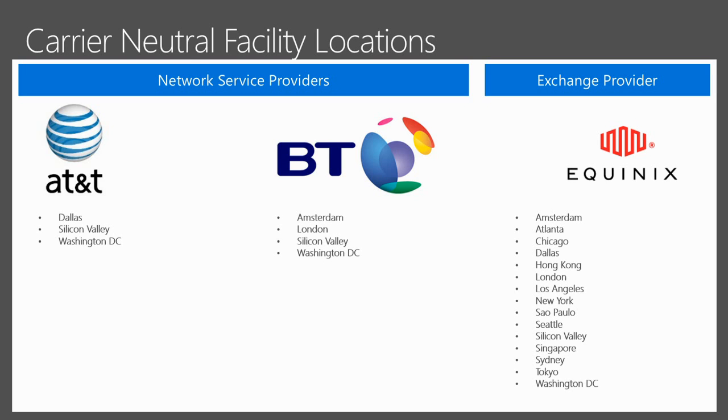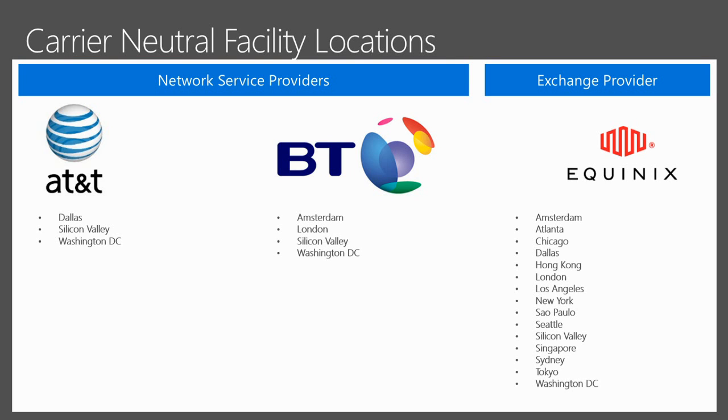That doesn't mean necessarily that your users have to be in Dallas, Silicon Valley, or Washington, D.C. in order to be able to use their service. Likewise, British Telecom has Amsterdam, London, Silicon Valley, and Washington, D.C. That's where they connect into Microsoft. These two both provide managed WAN solutions, and their managed WAN solutions can connect to your offices wherever they may be. They'll provide the WAN, you tell them where your offices are, and they'll set up the connectivity across that WAN. That connectivity will also include Office 365, and their connection to Microsoft is in one of these cities.